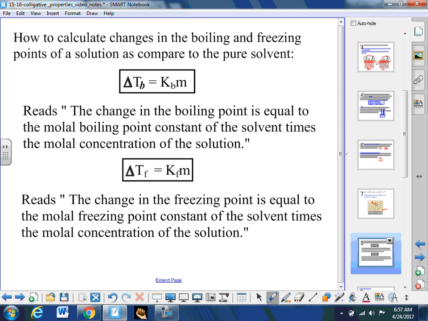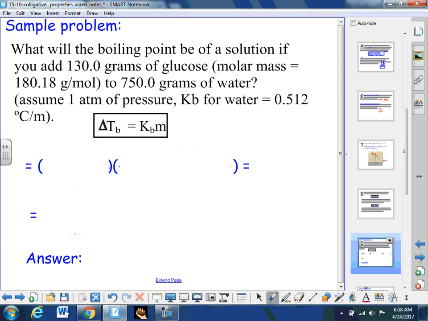How to calculate changes in the boiling and freezing points of a solution. The change in the boiling point is equal to the molar boiling point constant times molality. And the change in the freezing temperature equals the molar freezing point constant times molality. And so the molar boiling point constant and molar freezing point constant are just constants which relate molar concentration to change in temperature. Here's a sample problem with a molecular compound, glucose.